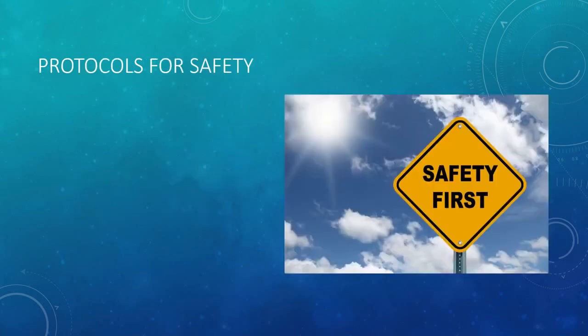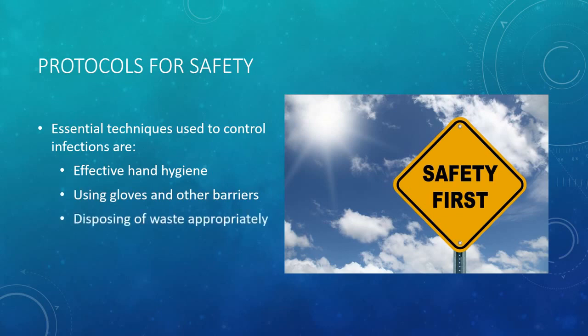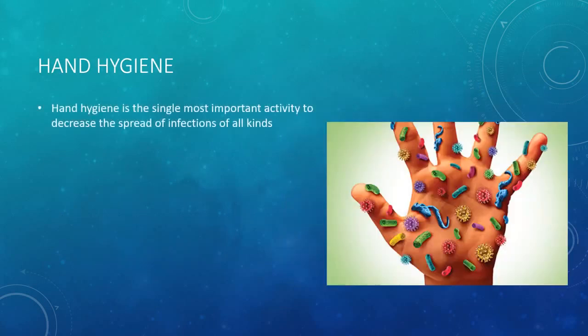Protocols for safety. Essential techniques used to control infections are effective hand hygiene, using gloves and other barriers, disposing of waste appropriately, and cleaning spills promptly, carefully, and thoroughly. Hand hygiene. Hand hygiene is the single most important activity to decrease the spread of infections of all kinds.